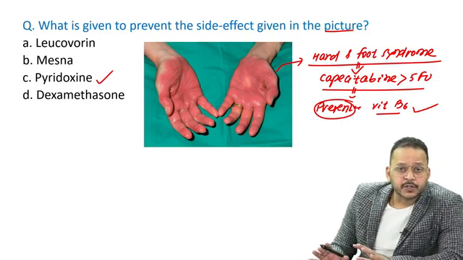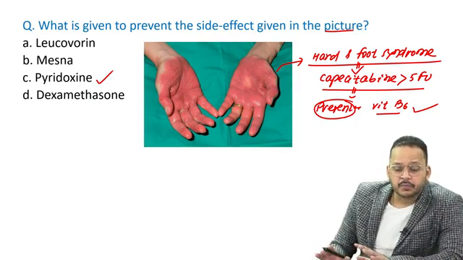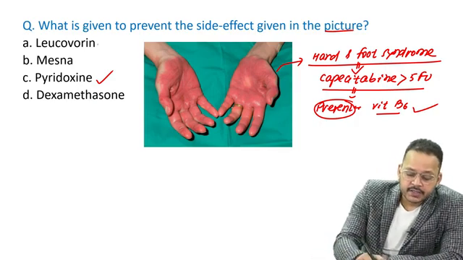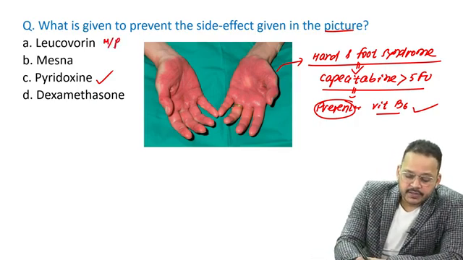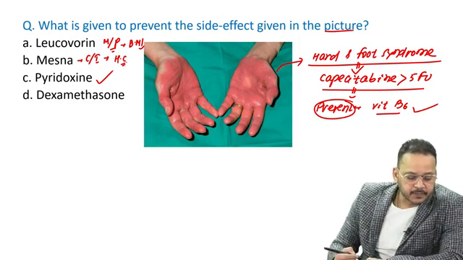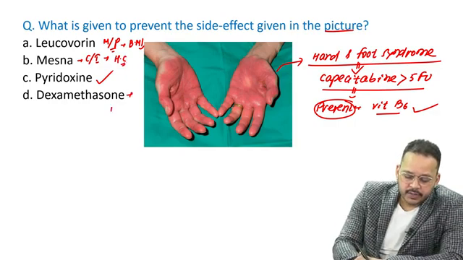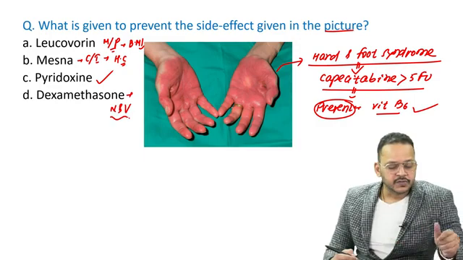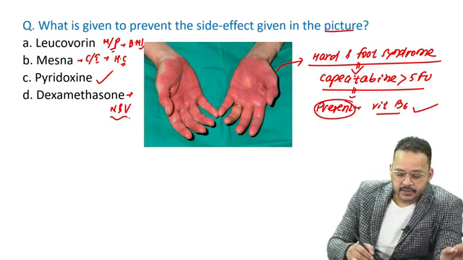Leucovorin is given with methotrexate and pemetrexed to prevent bone marrow suppression. Mesna is given with cyclophosphamide and ifosfamide for hemorrhagic cystitis, right? Dexamethasone is given for nausea and vomiting. C is the right answer.